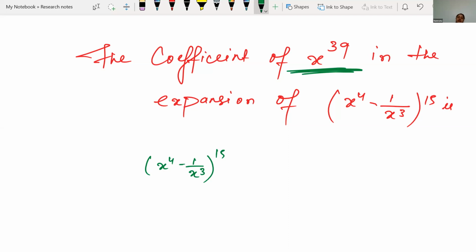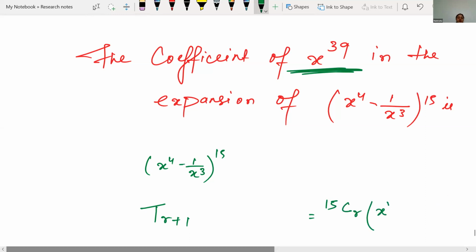No, we will say, let's say the r plus 1th term is having x to the power 39. Okay, is it okay, Lina? Yes, ma'am. So the r plus 1th term will be NCR, that is 15 CR, x to the power 4 to the power 15 minus r, and minus 1 by x cube, that is power only r. Is it clear so far?